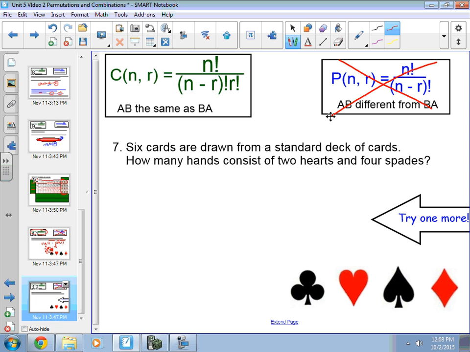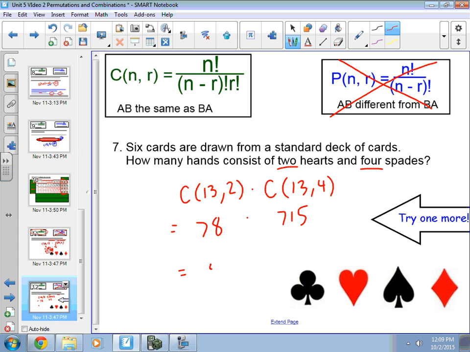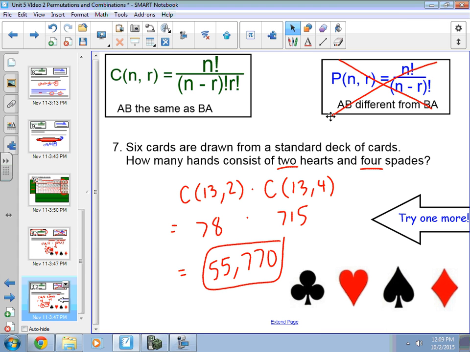Again, order is not important. They didn't talk about which order we're getting the cards, just that we get 2 hearts and 4 spades. The number of ways of getting the 2 hearts, there's 13 of them, we're choosing 2, times another combination of 13 spades, choosing 4. If you figure these out, the first one equals 78, and the second one equals 715. If you multiply the 2 together, the number of ways is 55,770 possible hands that have 2 hearts and 4 spades.